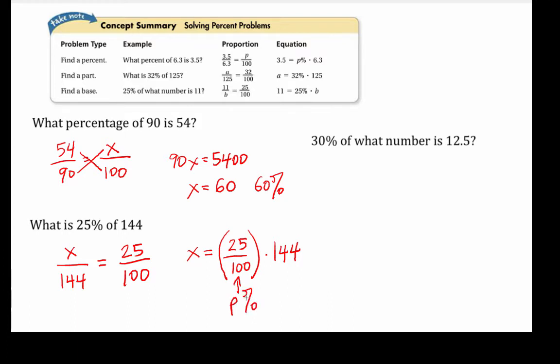25 divided by 100 is p percent. Okay, so you can see they're equivalent to one another. They're just written in a different form. I just wanted to show you that. So the way we solve this proportion is to cross multiply.